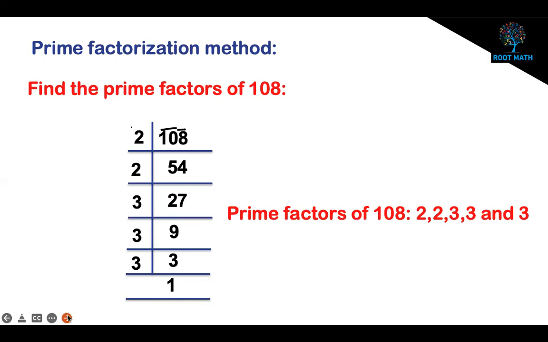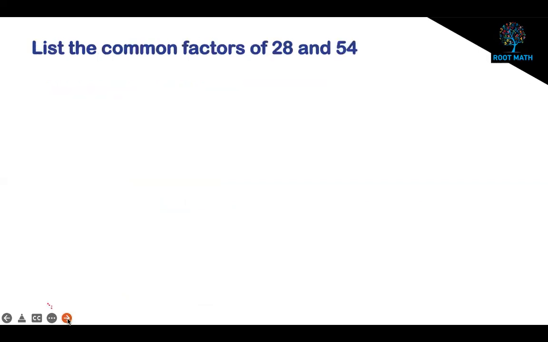This method is commonly used everywhere, and this method is easy too. Next is list of common factors. List the common factors of 28 and 54. So how to write the common factors of 28 and 54? First, we want to find out what are the factors of 28 and factors of 54.